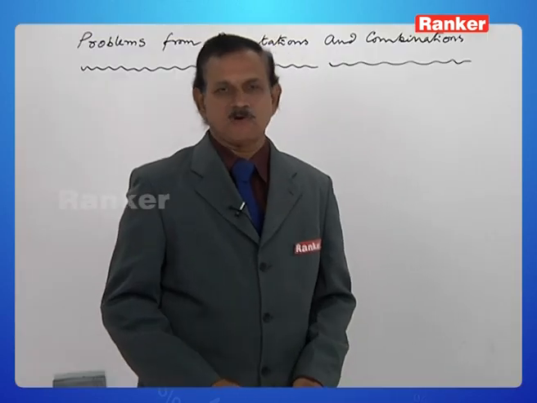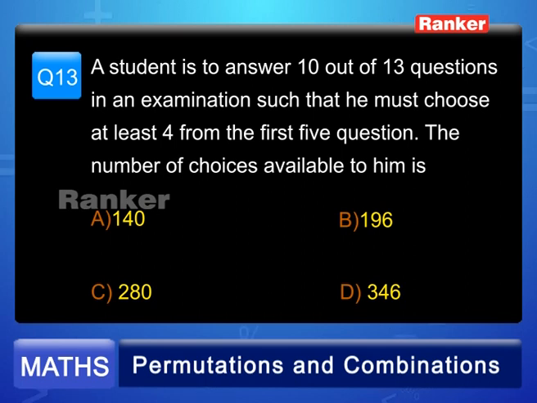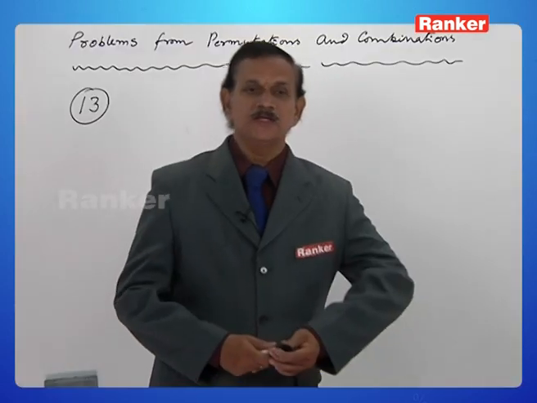The next question before us is question number 13. Let us see the question first. A student is to answer 10 out of 13 questions in an examination, such that he must choose at least 4 from the first 5 questions. The number of choices available to him is: option A 140, option B 196, option C 280, option D 346. Those are the given options.